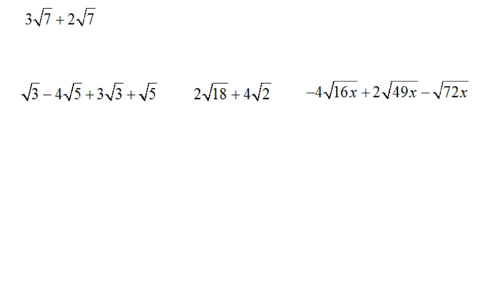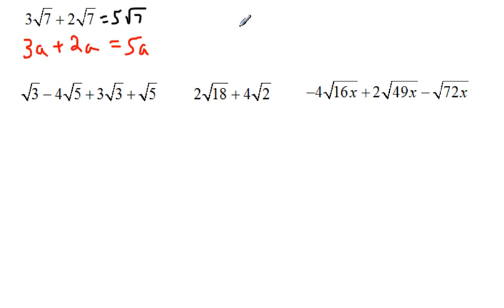How do we add and subtract these radicals? These are square root numbers here. How does this work? Well, 3 root 7 plus 2 root 7. If it was algebra, and I said, what's 3 apples plus 2 apples, you would say that is 5 apples. So 3 root 7 plus 2 root 7 is going to equal 5 root 7.